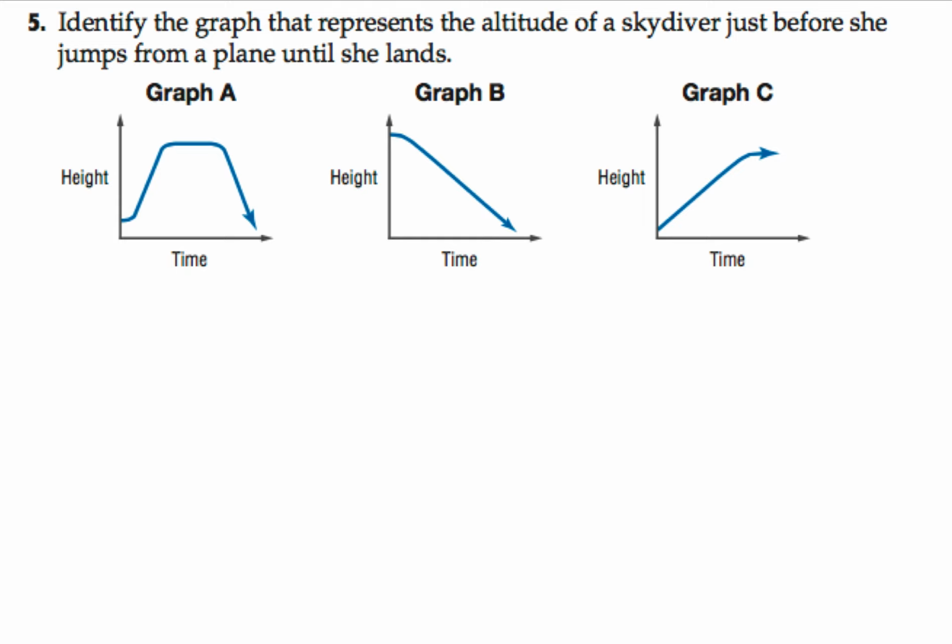Identify the graph that represents the altitude of a skydiver just before she jumps from the plane until she lands. Well, if it's just before she jumps until she lands, she's going to start up high and come down low. It's going to have to be graph B.